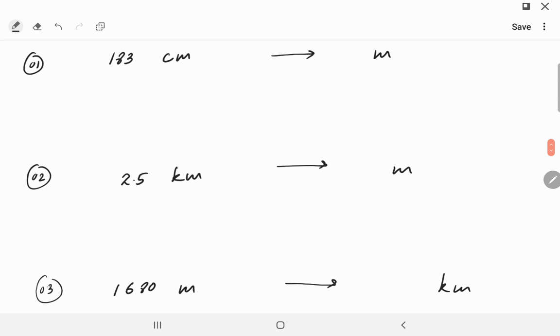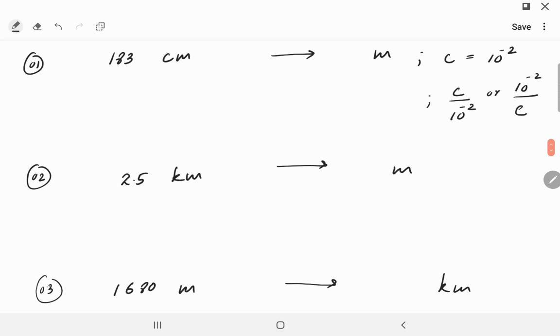Okay, let's try the first one. If you don't remember what centi is, you look at the table and figure out that centi is 10 to the power minus 2. Then the two conversion factors that you need are c divided by 10 to the power minus 2, or 10 to the power minus 2 divided by c. So these are the two conversion factors you will use for this particular calculation.